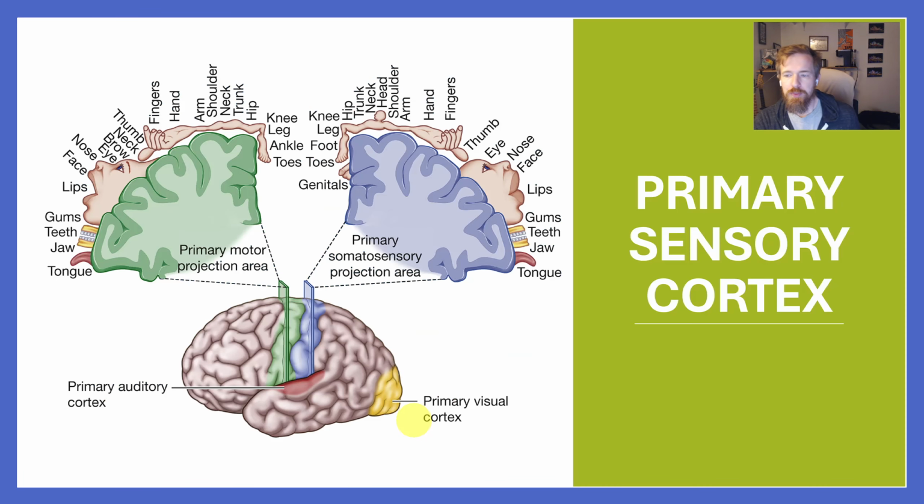All right, the primary sensory cortex is right here in the parietal lobe, and is there anything here that I want to mention specifically?